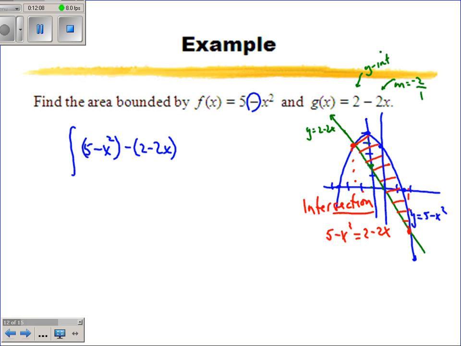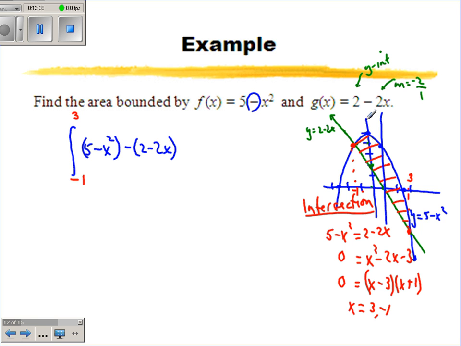It's a quadratic here, so just get everything to one side. I'm going to move it to the right so that I can have my x squared turn positive. And then when you factor, you're going to get x minus 3 times x plus 1. So 3 and negative 1 are the two places. So negative 1's here where it's bound on the left, and 3 would be the x-coordinate of the right intersection point. So our limits then will be from minus 1 to 3.